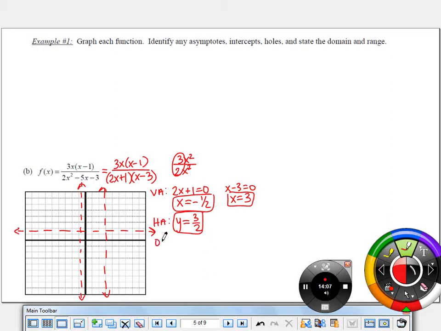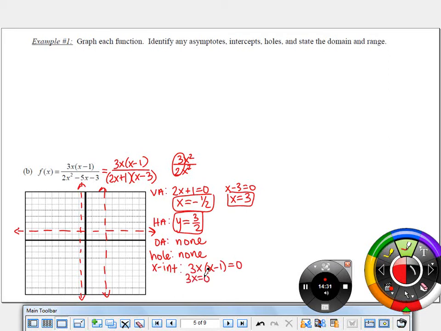That means we have no oblique asymptote. And then for holes, none of our factors canceled out, so we don't have any of those. For x-intercepts, remember we're just looking to set the numerator equal to 0 now that we understand this idea a little bit better. So that means there's two factors here.